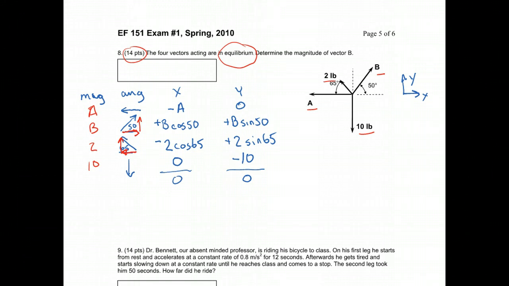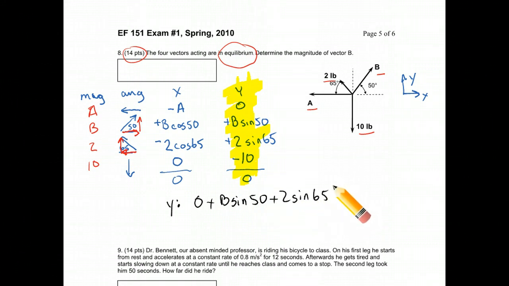Alright, so now notice that our Y equation right there has only one unknown. The A term was 0 because it was horizontal, so that's going to make our math work out a bit easier. We don't have to worry about the X direction. So we'll have 0 plus B sine 50 plus 2 sine 65 minus 10 equals 0.